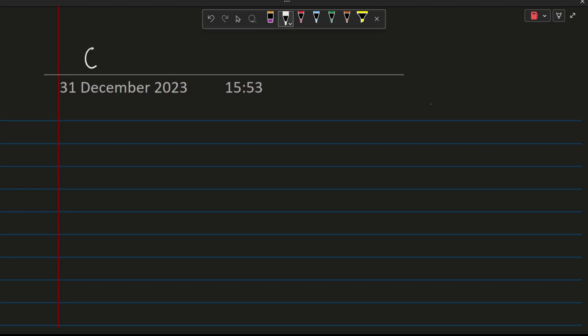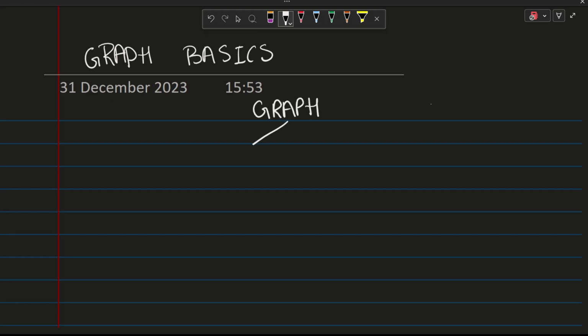So let us start with today's topic, that is graph basics. So what is a graph? A graph consists of two components. One is vertices, the other is edges.